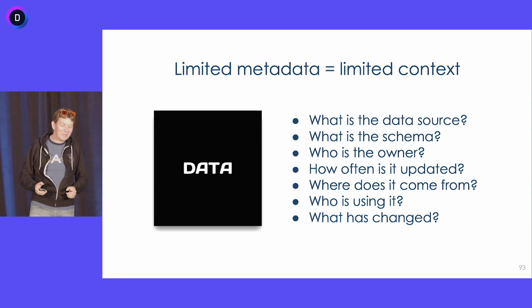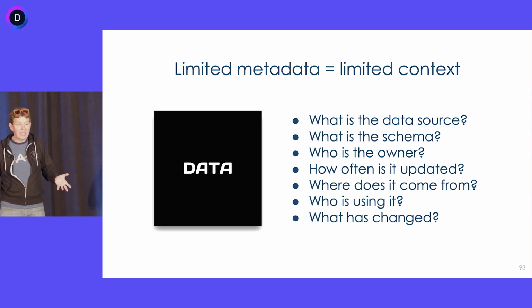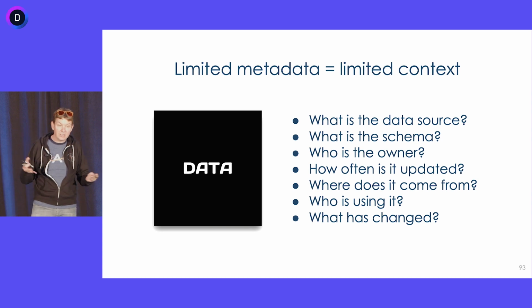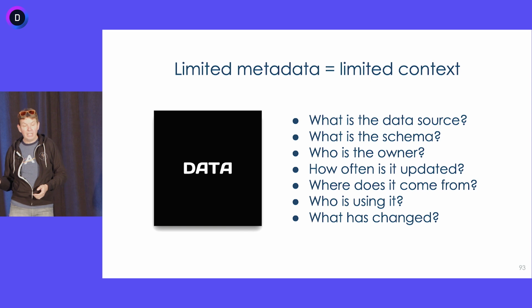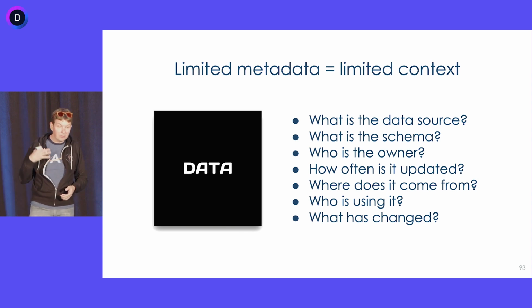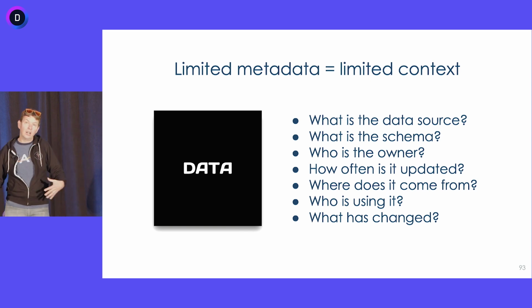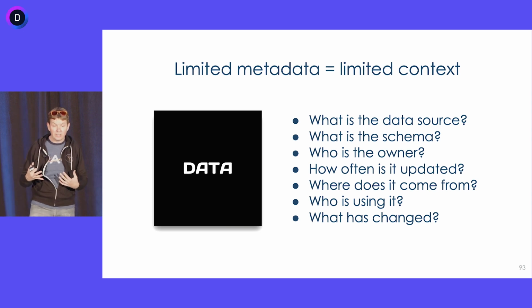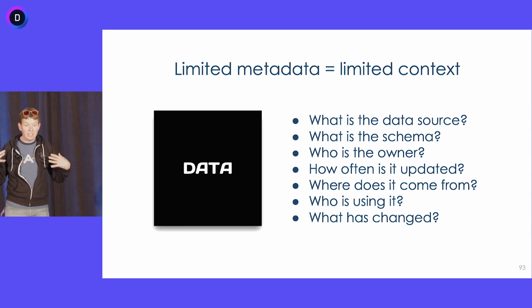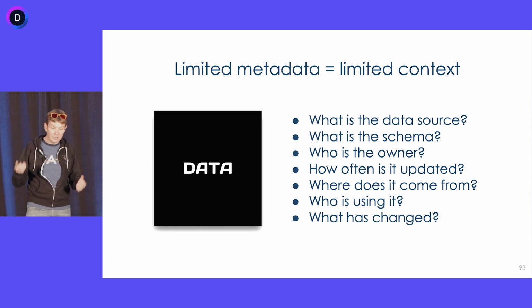Okay. And so you have this limited data context. We have this data, but where's the data source? What is the schema supposed to be? Is it changing? Who's the owner? How often is it updated? Where does it come from? Who's using it? What has changed? So there's a lot about the current state of the data, the current schema, but also how it changes over time and who creates those changes. And so it's really important to collect that metadata as things are happening and capture how it changes over time, so that you can get more context and reduce that friction.